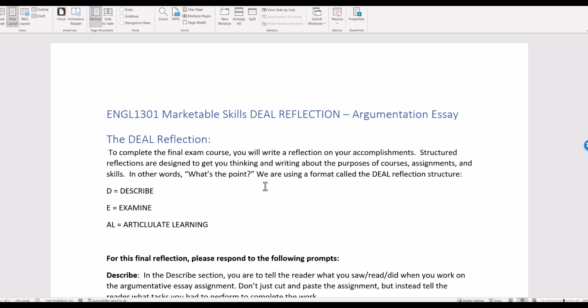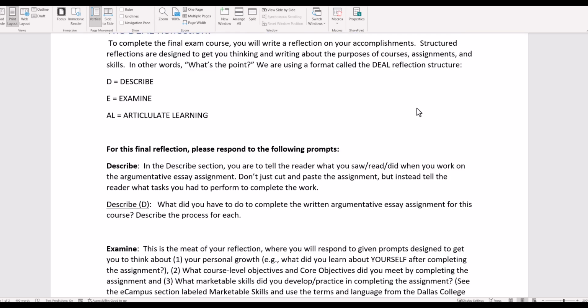We're using a format called the Deal Reflection structure. D means describe, E is to examine, and AL is to articulate learning. For this final reflection, please respond to the following prompts. Describe. In the describe section, you are to tell the reader what you saw, read, and did when you worked on the argumentative essay assignment. Don't just cut and paste the assignment, but instead tell the reader what task you had to perform to complete the work.